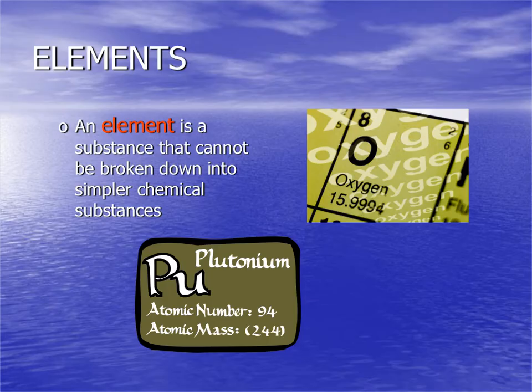All right. So an element is a substance that can't be broken down into simpler chemical substances. So what's that mean? Well, I don't like that they use plutonium, but we should point out that plutonium is radioactive. It is an example of an element, and oxygen is an example of another element. And there's many different elements on the periodic table, which is a summary of all the known elements in the world, in the universe.